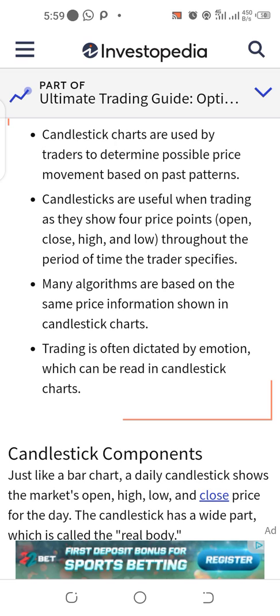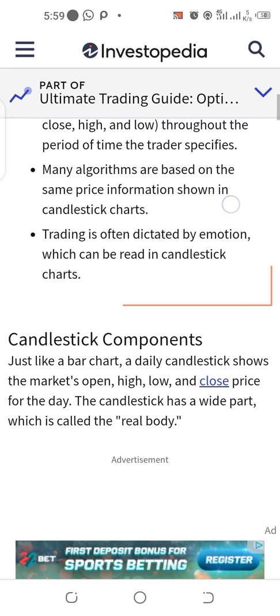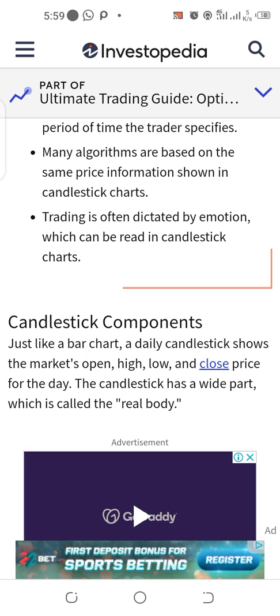Many algorithms are based on the same price information shown in candlestick charts. Trading is often dictated by emotions, which can be read in candlestick charts. All you need to know is embedded in candlesticks.